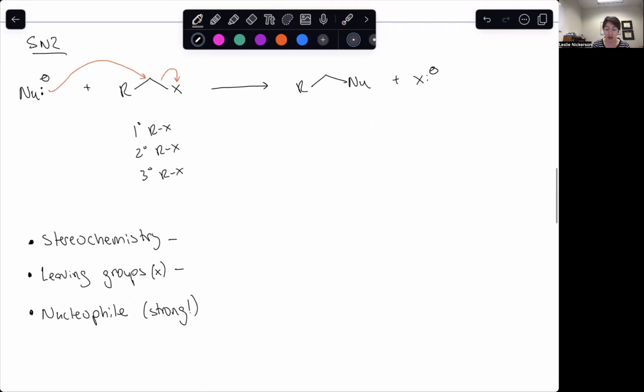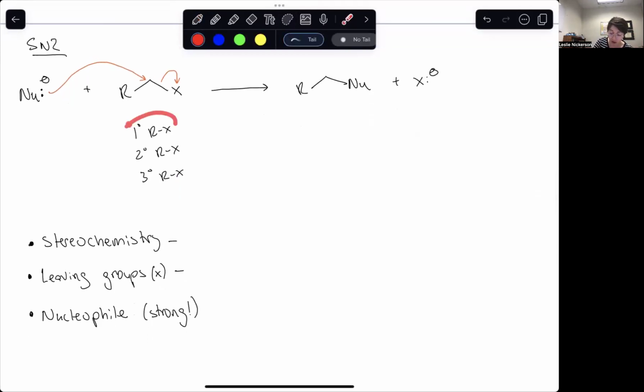Okay, so if we're looking at SN2 reactions, we want to really take a look at our alkyl halide and what kind of alkyl halide we have. So a primary alkyl halide, it works great for SN2. Okay, but then you start getting to secondary and then it's kind of okay. And then you get to tertiary and it's not happening at all.